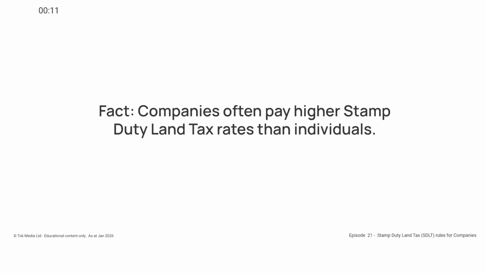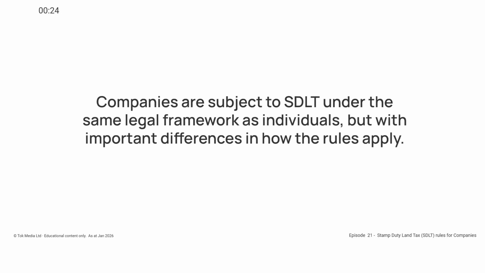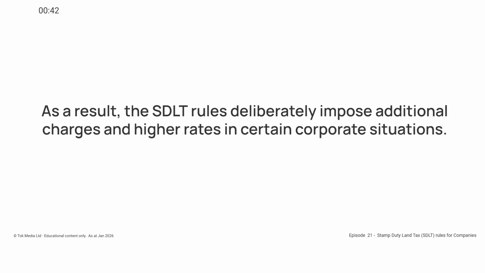Fact: companies often pay higher stamp duty land tax rates than individuals. Stamp duty land tax, usually called SDLT, is a tax charged on land and property transactions in England and Northern Ireland. Companies are subject to SDLT under the same legal framework as individuals, but with important differences in how the rules apply. Those differences exist because companies can be used to hold property as investment vehicles, development structures, or avoidance structures. As a result, the SDLT rules deliberately impose additional charges and higher rates in certain corporate situations.